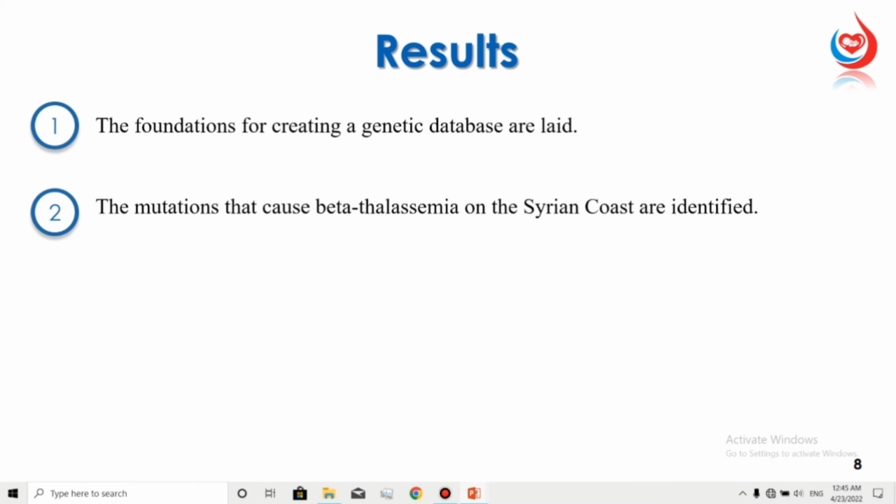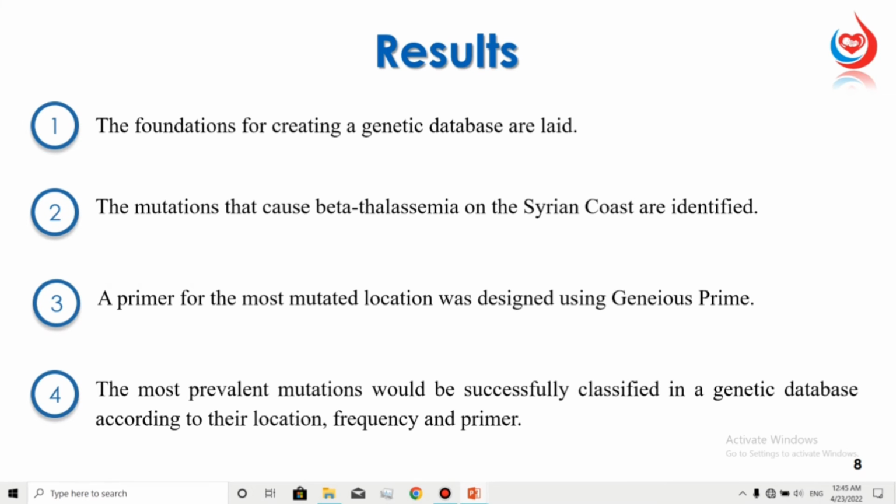As a result, the blueprints for a genetic database are founded. The mutations that cause beta-thalassemia on the Syrian coast are identified. A high-spot mutation location was observed in the gene sequence. A primer for this spot was designed and came up with satisfying results after testing. As for other mutations, primers could be designed using Geneious Prime. Furthermore, the most prevalent mutations would be successfully classified in a genetic database according to their location, frequency, and primer.